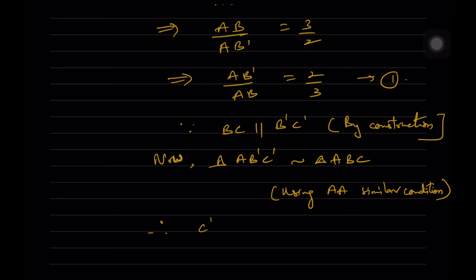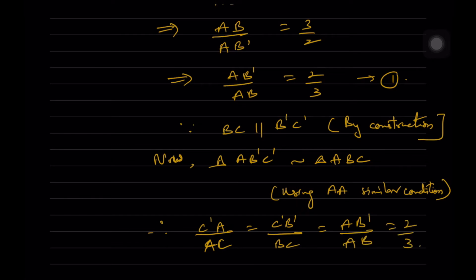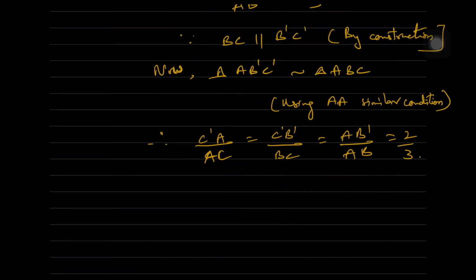So therefore C'A by CA is equal to C'B' by BC is equal to A B' by AB, which is equal to 2 by 3. Hence proved. So by the basic proportionality theorem, we came to this conclusion.